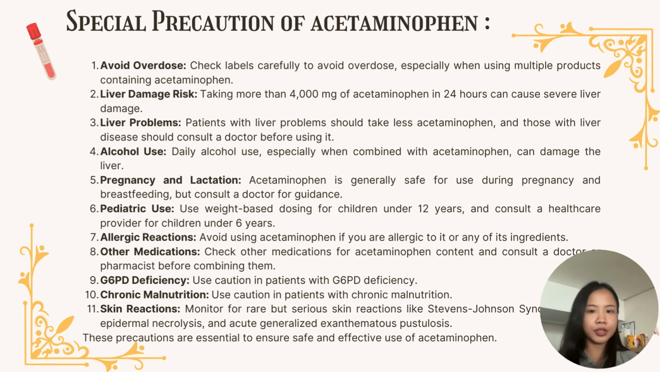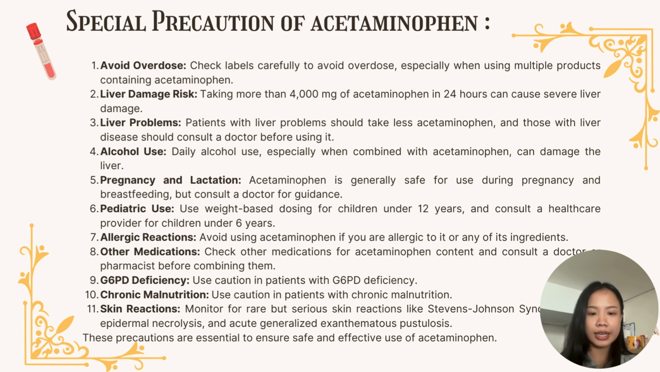For the special precautions of acetaminophen, the first one is avoid overdose. You should check the labels carefully to avoid overdose, especially when using multiple products containing acetaminophen. The second one is liver damage risk. Taking more than 4,000 milligrams of acetaminophen in 24 hours can cause severe liver damage. And the third one is liver problems. Patients with liver problems should take less acetaminophen, and those with liver disease should consult a doctor before using it.